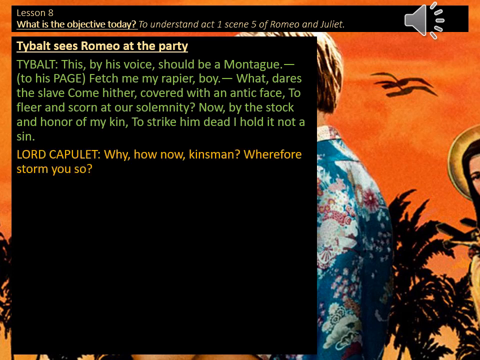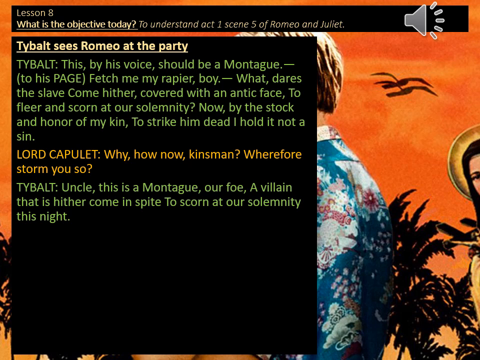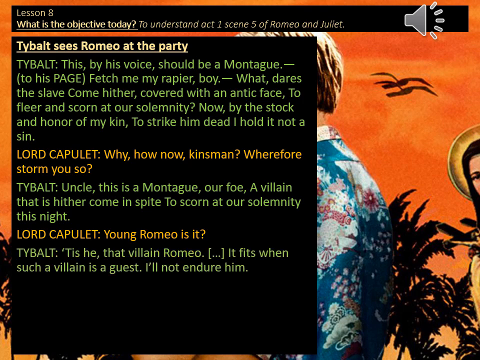Lord Capulet asks him, "Why, how now, kinsman? Wherefore storm you so?" So he's asking him what's wrong. And Tybalt explains that, "Uncle, this is a Montague, our foe, a villain that is hither come in spite to scorn at our solemnity this night." Lord Capulet says, "Young Romeo, is it?" Tybalt says, "'Tis he, that villain Romeo. It fits when such a villain is a guest, I'll not endure him." So Tybalt's really angry. He doesn't want to put up with the fact that Romeo is there.